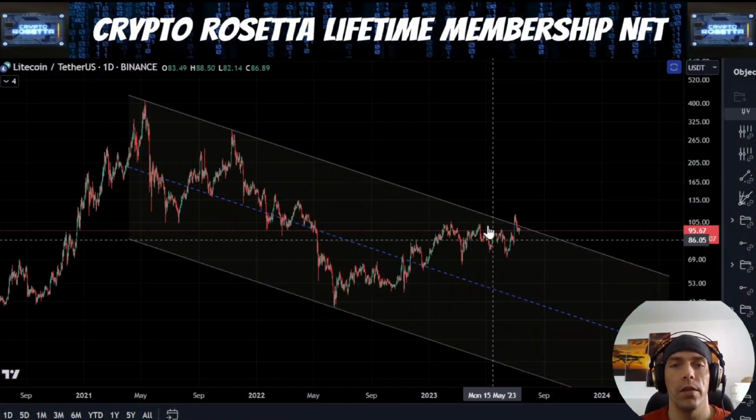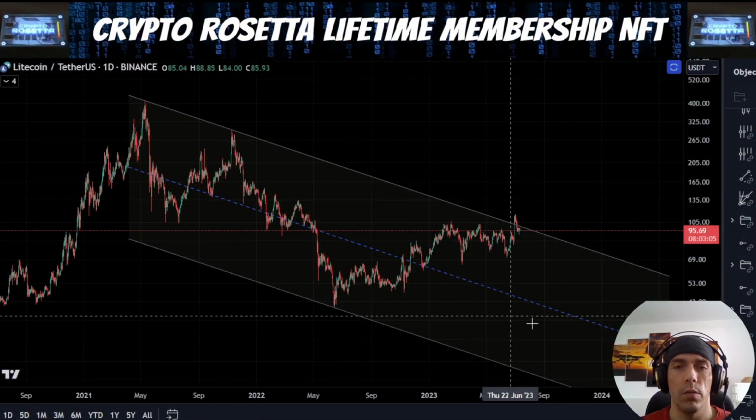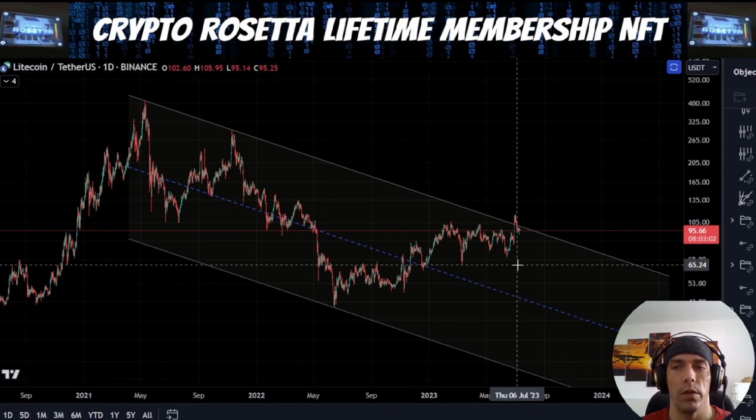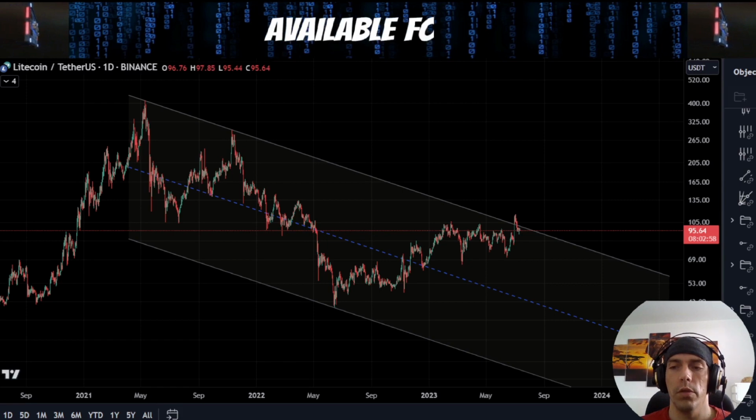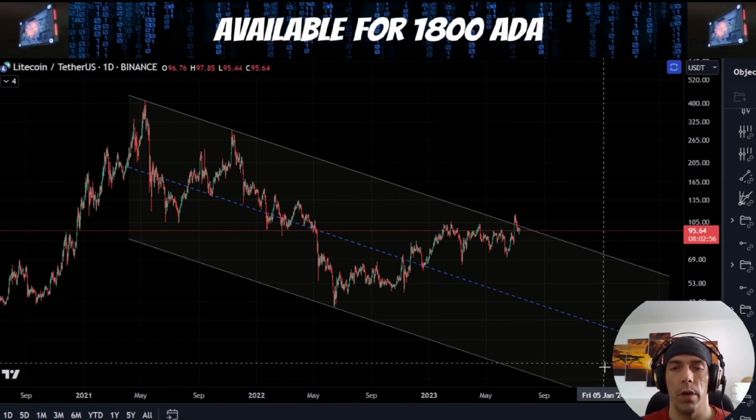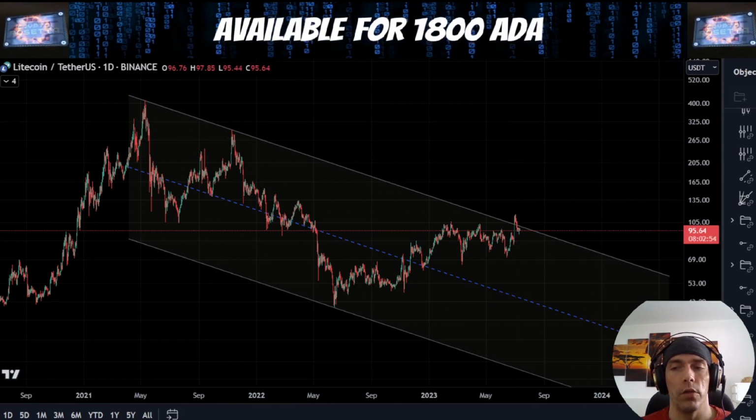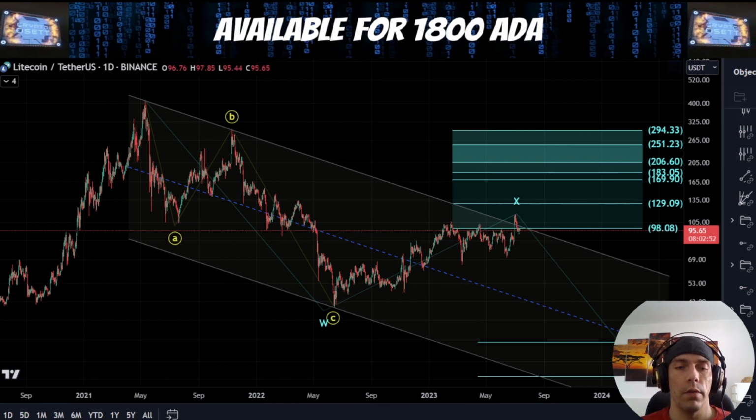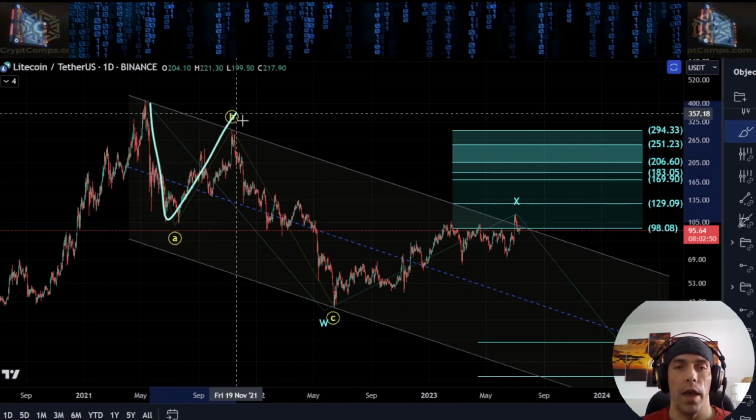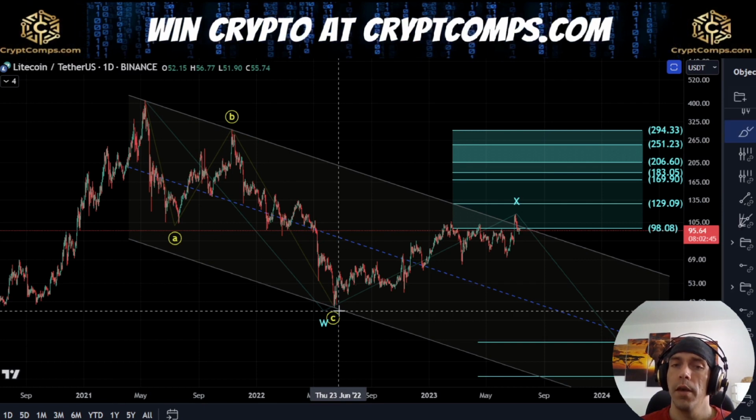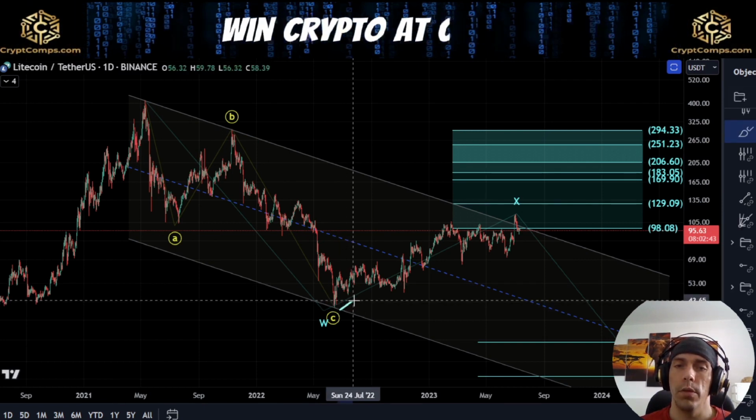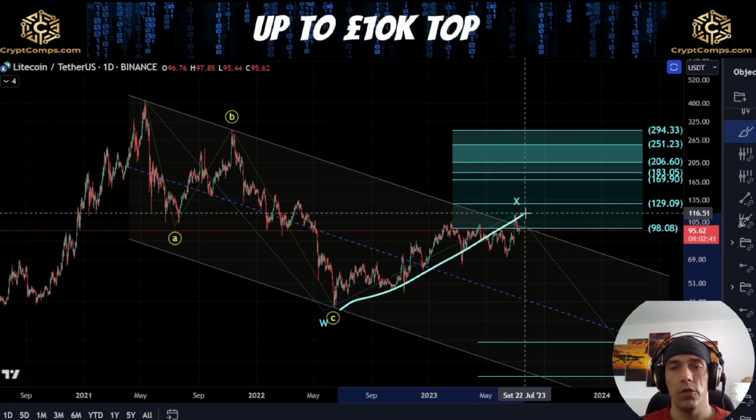Okay, before we actually get into the lower degree counts over here, what I want to talk about is a couple of the macro things and a couple of interesting things that have happened. What I'm looking for here within the two corrective counts, where we look for more continuation to the downside, is that we could have this move as either a bigger A, B, and a C to the downside, in which case what we are looking for to the upside is just an X wave.